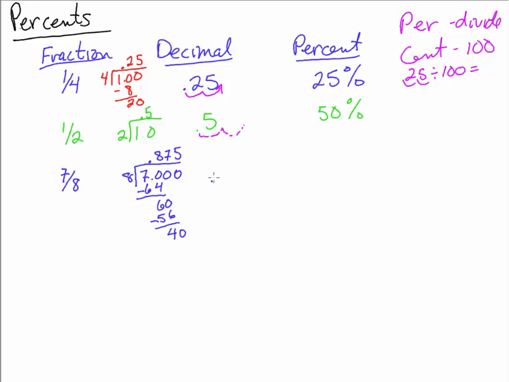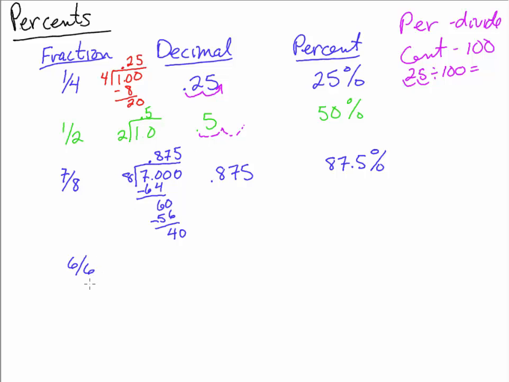So this is 0.875. Now moving it 1, 2 places, we get 87.5%. And notice that's exactly what it means. 87.5 divided by 100 would put us right back at that decimal. Good. Let's do a couple more.